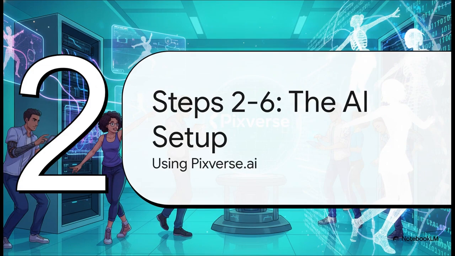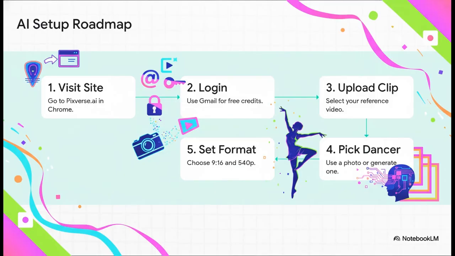All right, so you've got your dance clip saved and ready to go. Now it's time to bring in the AI. The tool we're going to be using is called Pixverse AI. And don't worry, I'm going to walk you through the entire setup click by click. So here's a quick peek of what's coming up. We'll hop over to the Pixverse site and get logged in. Then we'll upload that dance video we just saved. After that, we get to create our new dancer, which is super cool. And finally, we'll tweak just 2 little settings to get it looking perfect. See? It's honestly that easy.